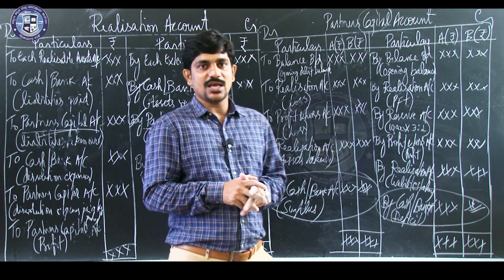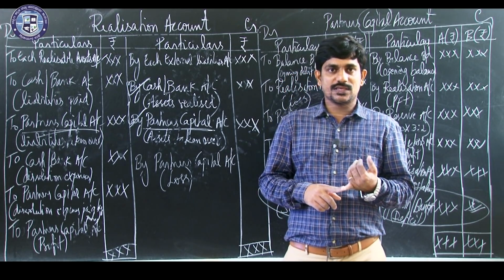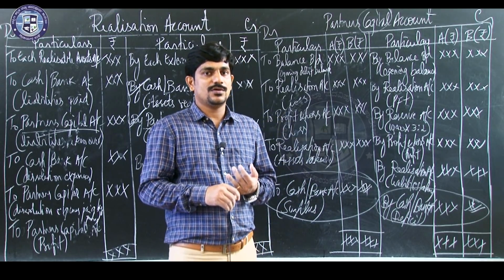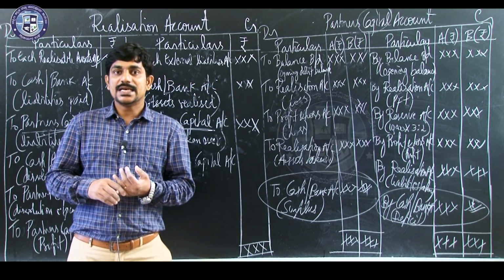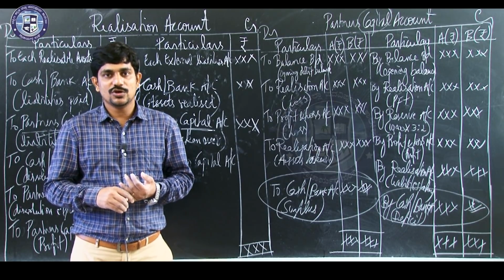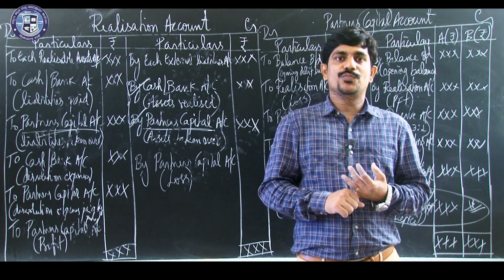So, when you are preparing the cash or bank account, first you have to start with the opening balance. Cash or bank, both are what? Assets. Asset always shows which balance? Debit balance. So, the opening balance of cash or bank, you have to record under which side? Debit side. So, you have to write "to balance brought down."